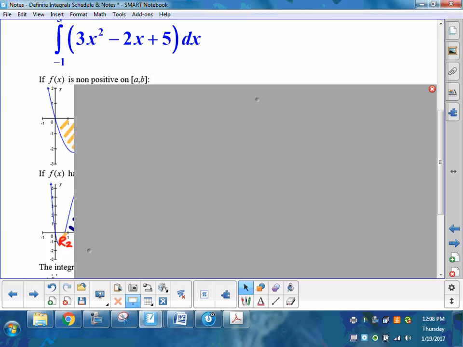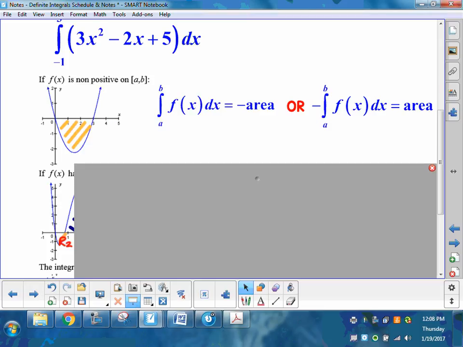Now, it's possible for that area under the curve to be negative. What has to happen in order for it to be negative? The function has to dip below the x-axis. If those spaces are negative, that's what we would get.